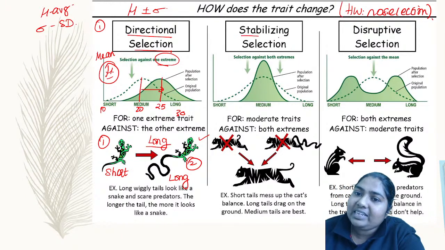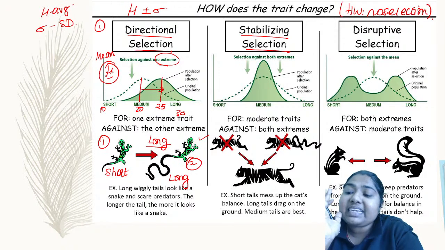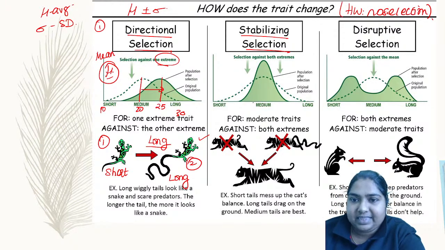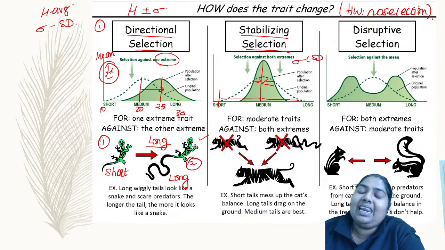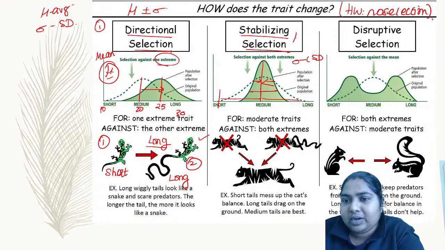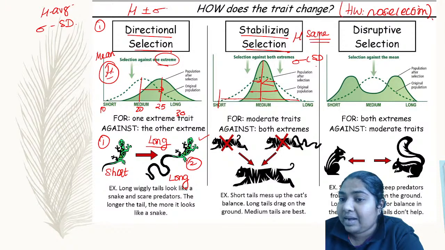The next one is called stabilizing selection. What is stabilizing selection? In stabilizing selection, you don't have a change in the mu. The mu is going to remain the same, but only the sigma, the standard deviation, changes. Earlier, the standard deviation was from here to here, as you can see in the light colored curve, but now it is only from here to here. So only the sigma changes, and the mu remains the same. The intermediate zone is favored.